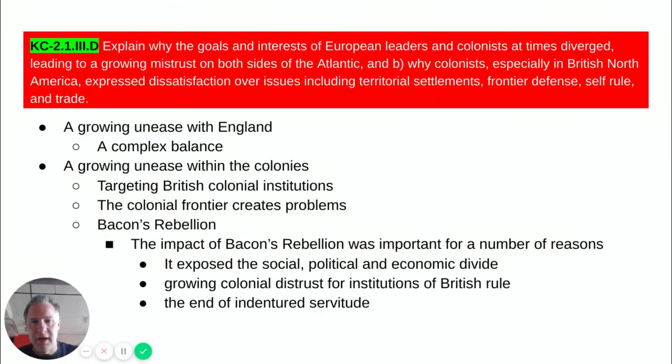Another problem that causes unease in the colonies is British colonial institutions. If you remember, originally the colonies had to form their own governments because Britain wasn't involved in the colonization process. But now that the colonies are making money and lucrative and attractive to Britain, they want to assert more control like they do all of their overseas territories. And that means bringing British political institutions into the colonies.